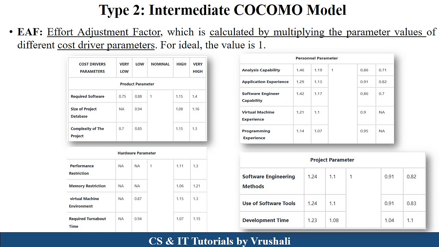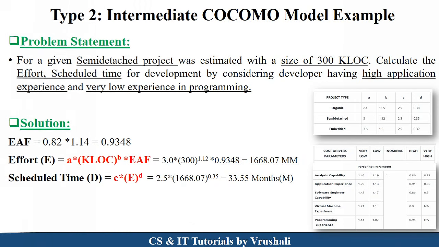Now let us understand with solved examples. So in the intermediate COCOMO model, the example is this. See here. For a given semi-detached project, the total size of the project is 300 lines of code and you have to calculate the total effort and total schedule time required for development.